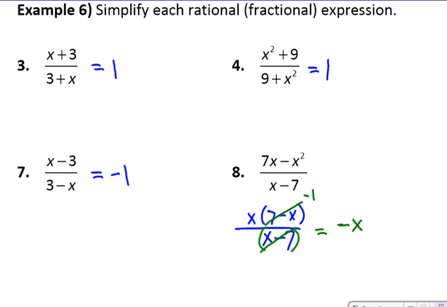So the x is in the numerator. Is that it? I think it is, maybe. All right, so that's it.